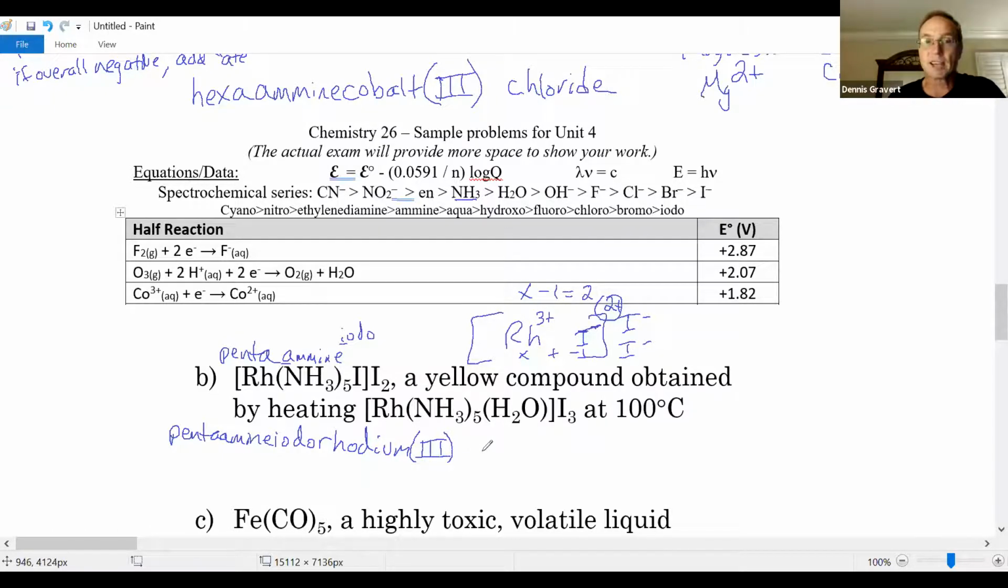Ooh, iodide's outside. That's called iodine. Nope, it's iodide. Sodium chloride, sodium bromide, sodium iodide. Yeah, there you go. That's the name of this compound. Got another one here. Pause the video and give it a try. See if you can name it.